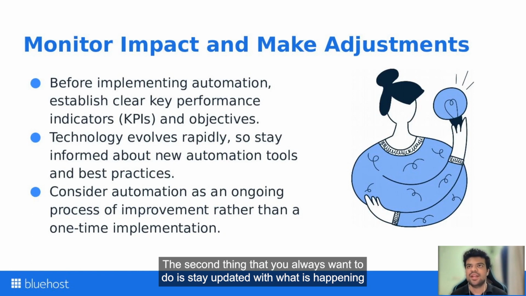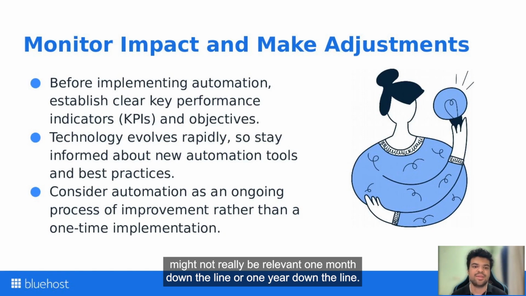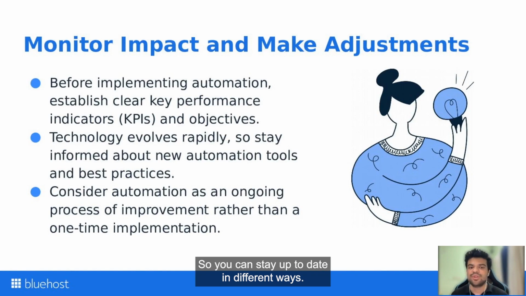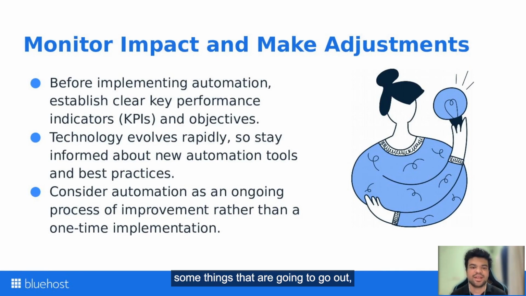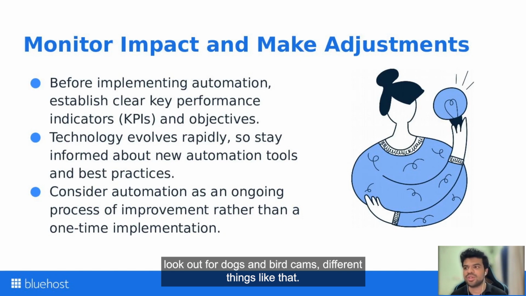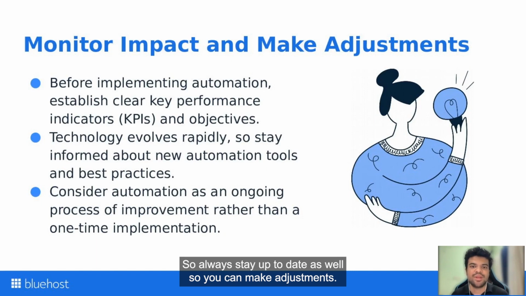So the second thing that you always want to do is stay updated with what is happening in technology. Technology is evolving rapidly in this landscape, and tools that you're using today might not really be relevant 1 month down the line or 1 year down the line. You can stay up to date in different ways. The first thing is to maybe subscribe to the newsletters of the plugins that you're consistently using across your sites. Twitter is a good place to follow because you always get to know some things that are going to go out. Look out for talks at WordCamps, different things like that. So always stay up to date as well so you can make adjustments.